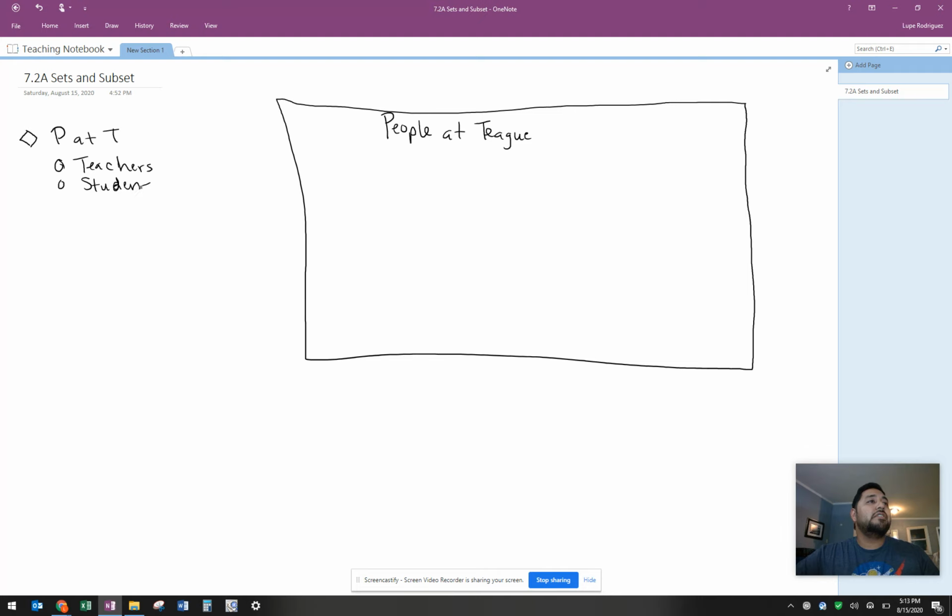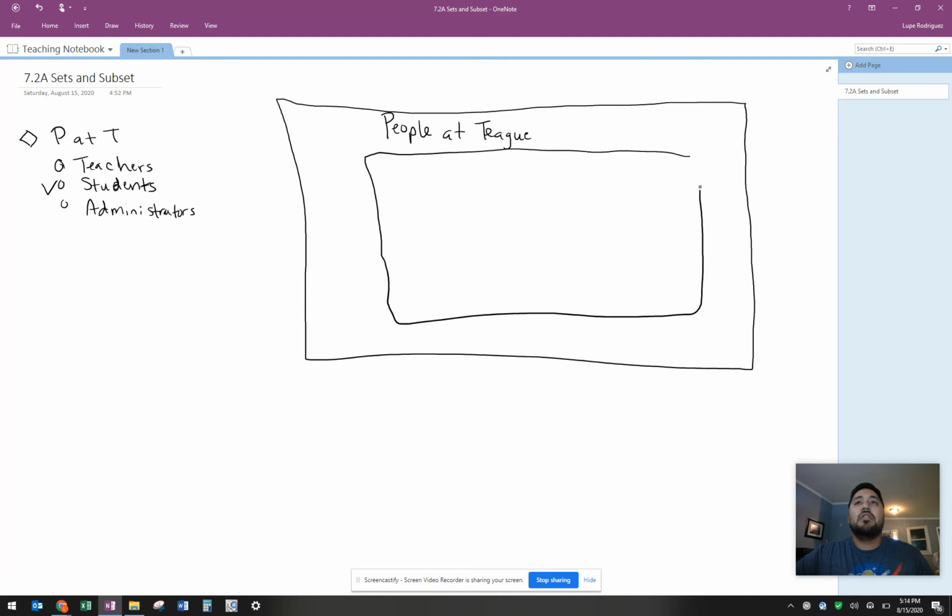We also have administrators. But for these examples, I'm going to choose just one of these. So let's choose students, because that's the one I feel like you can most relate to. So at people at Teague, we can also have a subcategory. Excuse my drawing, it's not very good, which are called students.